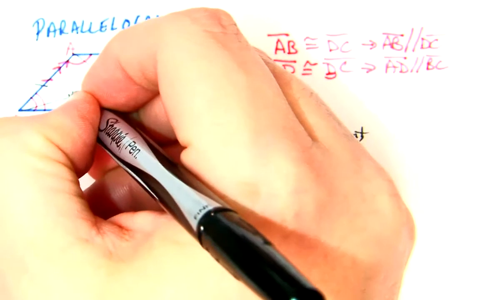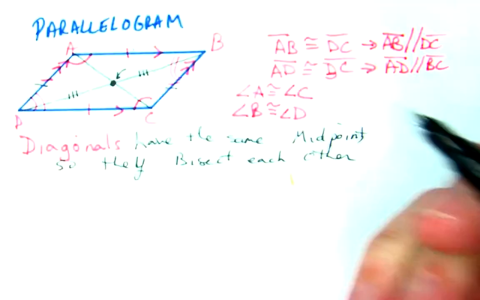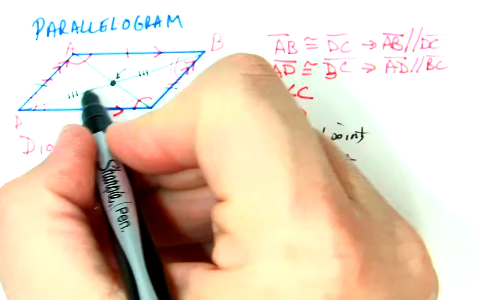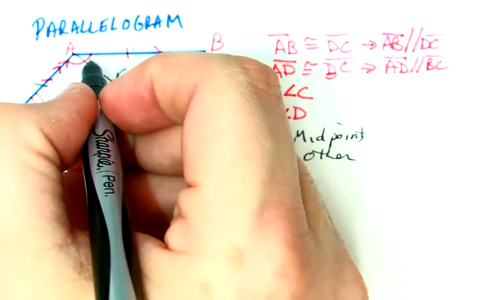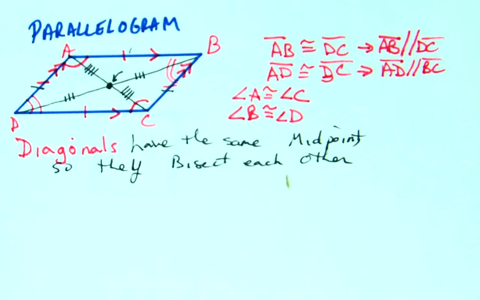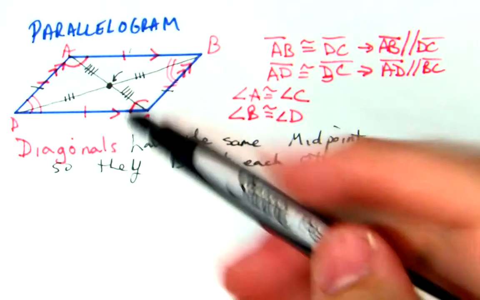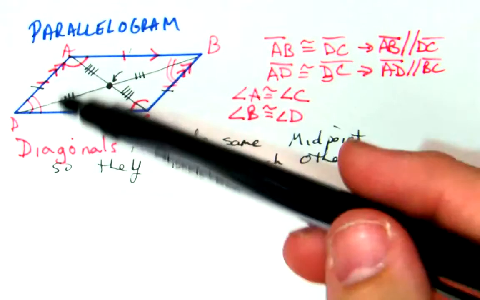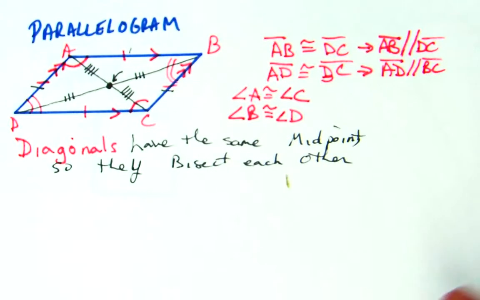Now, this diagonal is cut in half. This diagonal, 1, 2, 3, 4, 1, 2, 3, 4. So that's a crazy picture, isn't it? With a lot of different things. But we want to have that picture. Good?